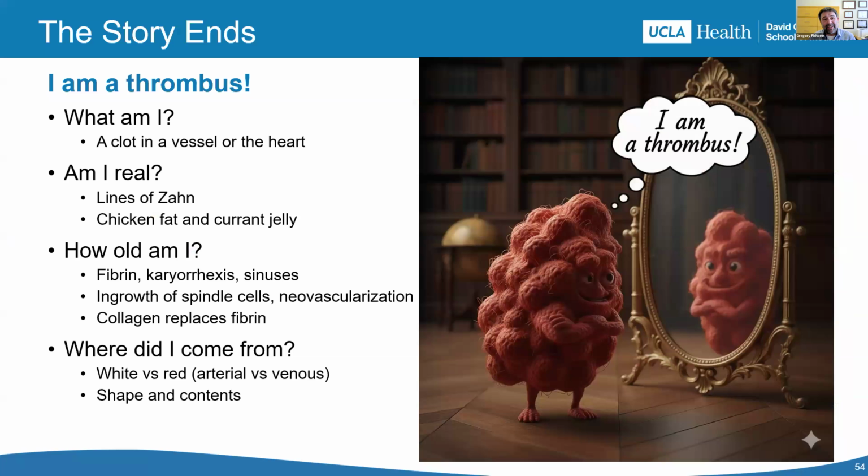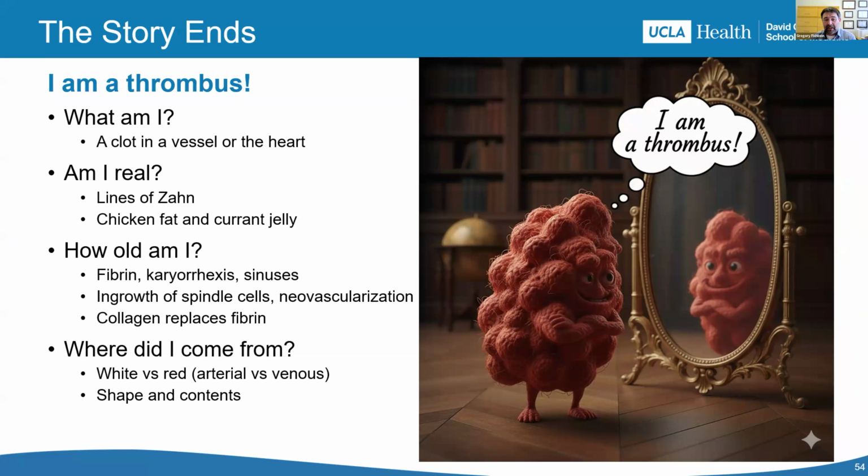So to conclude, you can look at a thrombus and try to decide whether it's real by whether there are lines of Zahn, or whether you see chicken fat and currant jelly, which would imply that it's more postmortem or just procedural. You can tell how old it is by the amount of fibrin, karyorrhexis, the formation of sinuses, and then later on the ingrowth of spindle cells, neovascularization, and amount of collagen.